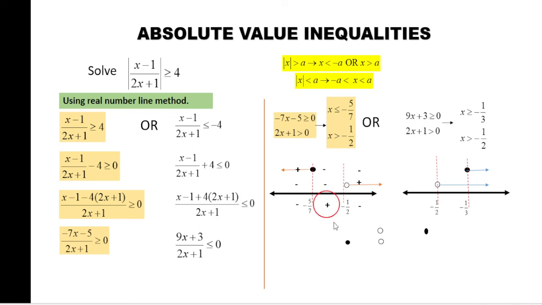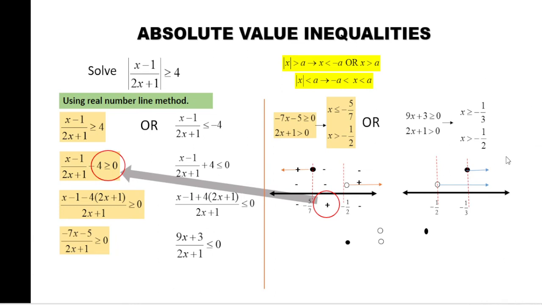Let's look at the solution for this first one. Where do we look for the solution? At the inequality symbol, the one that was equal to 0 earlier. The left must be equal to 0, the right must be equal to 0. You look at the inequality symbol, greater than or equal to, which means we will choose positive. So the x value takes from negative 5 over 7 to negative half.